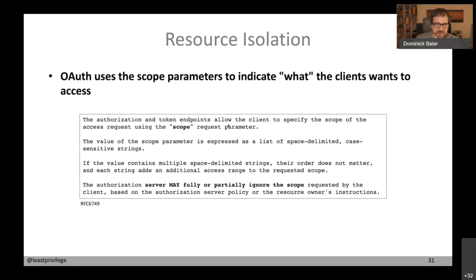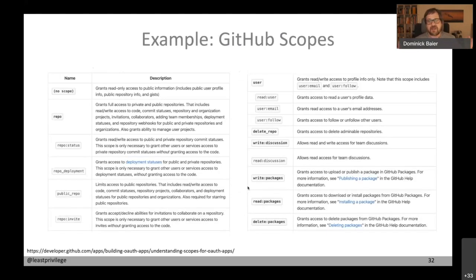It says it's something that specifies the scope of access. It's a space delimited list. The more values are on there, the more things you are requesting. And also the server may fully or partially ignore the scope, because, well, why not? Now, there are many ways to model these scopes, because the spec itself doesn't give you anything. It just says, here's the scope parameter, put some random stuff in it.